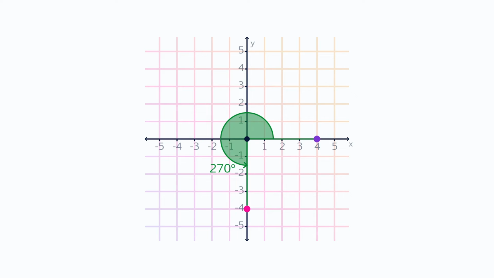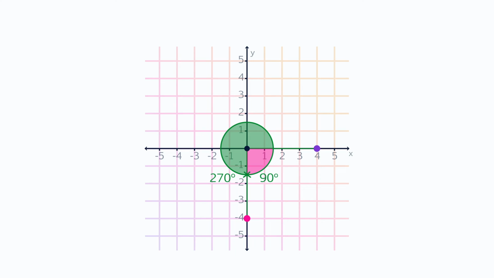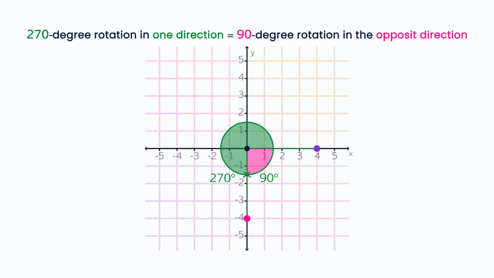Let's see what happens if you instead rotate the original point clockwise by 90 degrees. You end up here, in the same location as when you rotated the point counterclockwise by 270 degrees. This will always be the case. A 270-degree rotation in one direction is the same as a 90-degree rotation in the opposite direction.